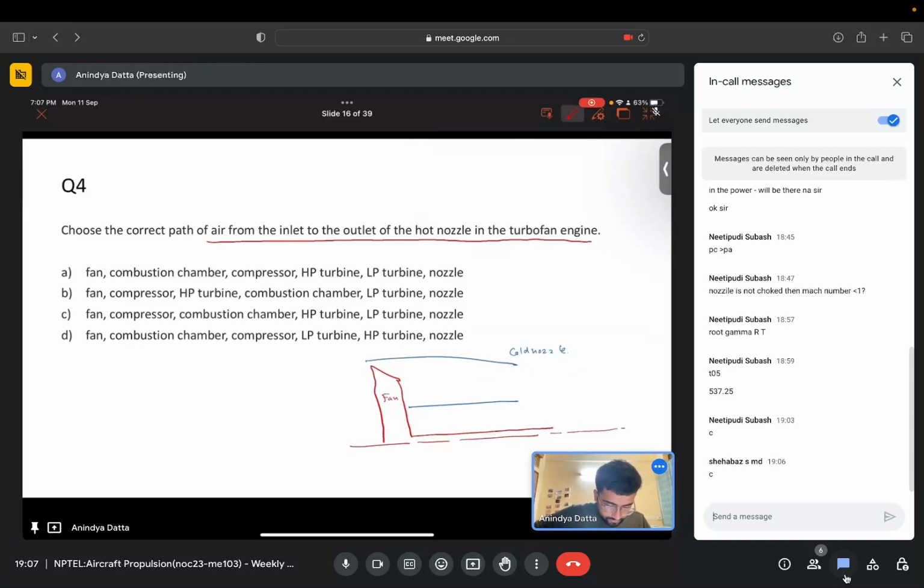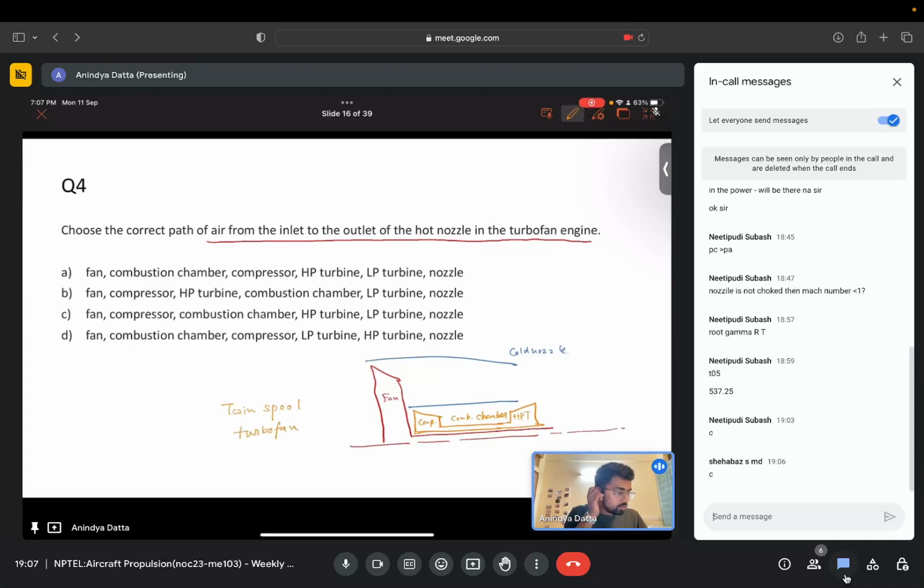Then we have the compressor. Then we have the combustion chamber. Then we have the high pressure turbine. What I am drawing is a twin spool turbofan.